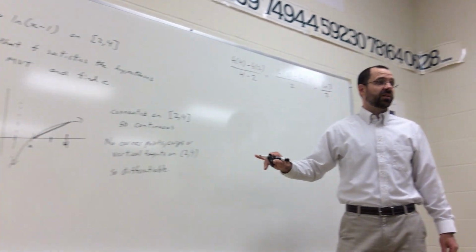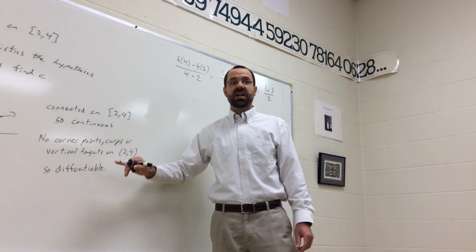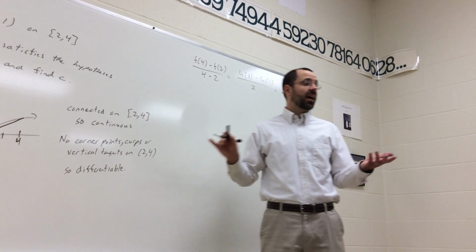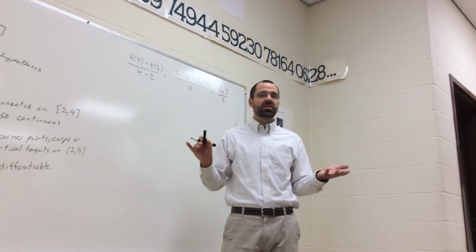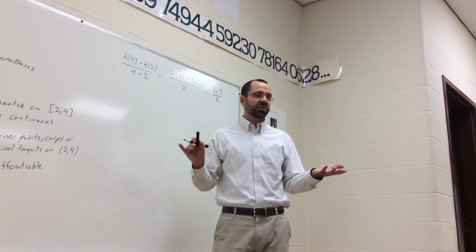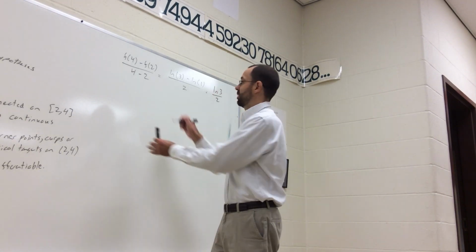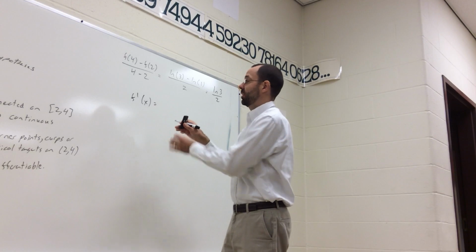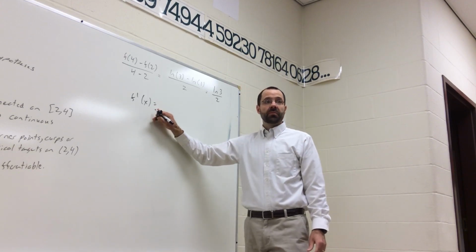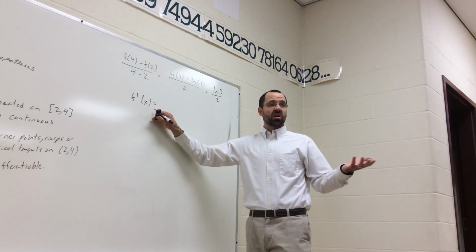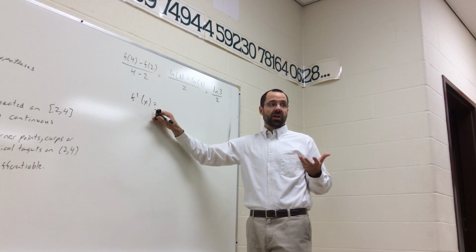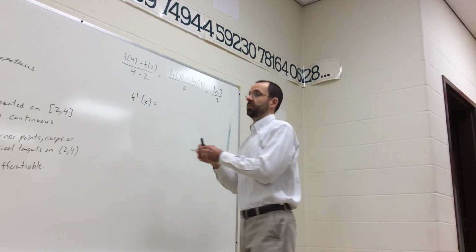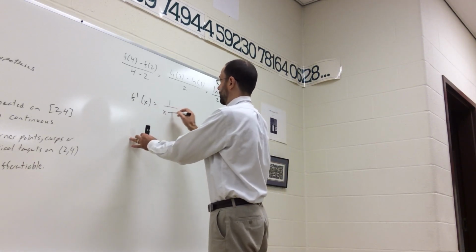Okay, so now I need to find the place where the slope of the tangent line is equal to that. So I need to calculate the formula that'll give me the slope of the tangent line. That, of course, is the derivative. So f prime is, so the derivative of the natural log of something is 1 over the something, right? So this is 1 over x minus 1.